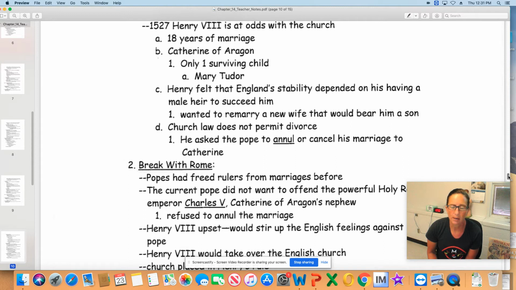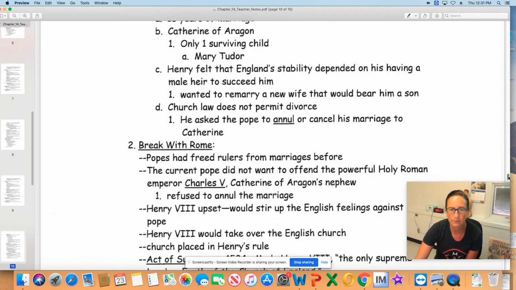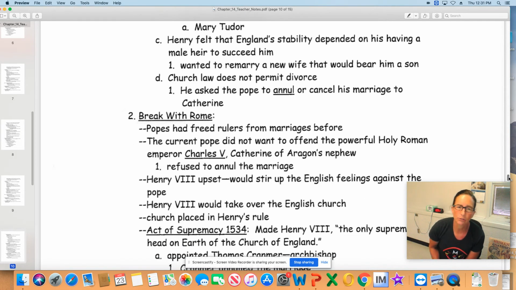Church law does not permit divorce because marriage is a sacrament in the Catholic Church. So he went to the Pope and asked the Pope to annul his marriage, or to say the marriage never occurred between he and Catherine. But Catherine had connections to the Pope, which we'll get into here. And so the annulment is not granted.